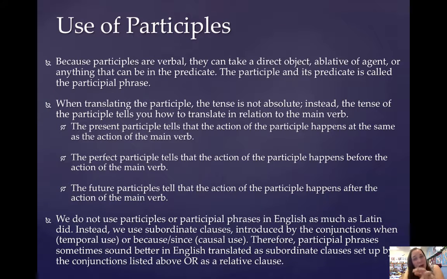When we use when as the conjunction to introduce the subordinate clause, we call this the temporal use of the participle. When we use since or because, we call it the causal use of the participle. I have some examples on the next slide, so we'll go over that in a second. Sometimes, honestly, it'll sound better to translate the participial phrase into a relative clause, especially if the participle is describing a person, be it a name, or the boy, the man, the girl, the woman, or the sailor, the farmer, or the occupation.